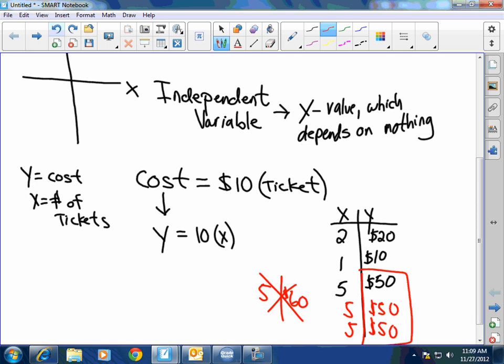It's kind of like when you go to McDonald's or Burger King. I'm just pulling this number out of my head. Big Mac is $3.50 now. If I go and buy a Big Mac and it's $3.50, great. But then the dude behind me buys a Big Mac. Can they charge him $4.50? No. Because it's a function. A function is a set formula, and you cannot have different y's for the same x.